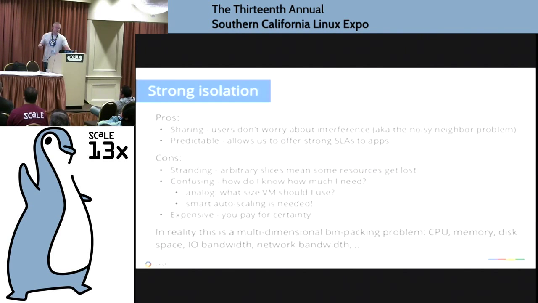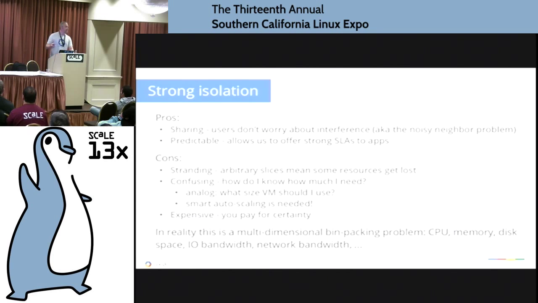So the advantages of isolation, we get this sharing, right? Users don't have to really worry about the noisy neighbors, right? With, again, a little asterisk. We'll come back to that. And it's predictable. It allows us to offer these really strong SLAs to our users, but the downside of it is you have things like stranding.